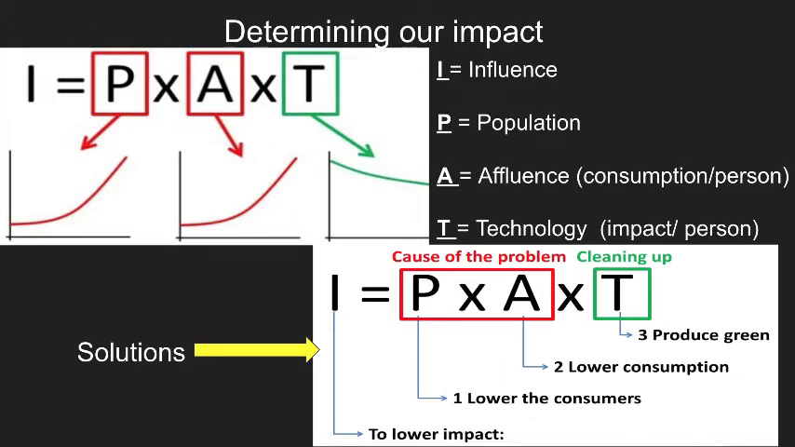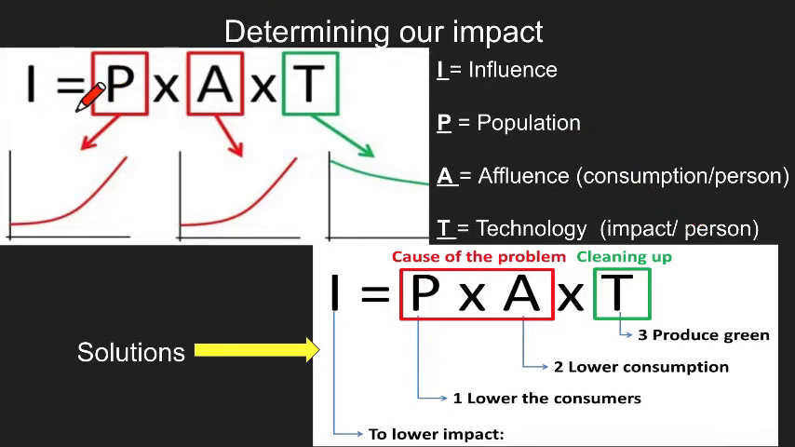So starting off, we're going to look at a quick relationship here of the IPAT equation. IPAT stands for influence, population, affluence, and technology. Affluence and technology require a little more explanation. When we say affluence, we're talking about consumption per person, so the amount of resources needed, and technology is really the impact per person. Technologies that allow us to reduce the amount of energy or other resources consumed per person.